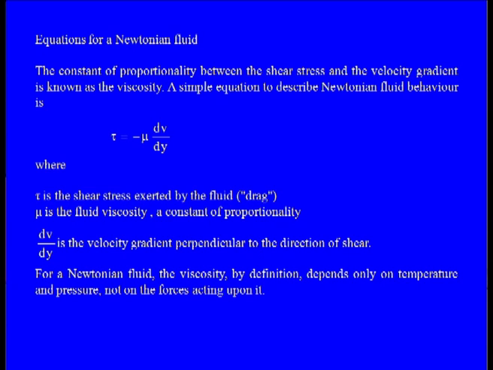So, if the proportionality constant is viscosity, a simple relation to define the Newtonian fluid is tau equals minus mu dv by dy, where tau is the shear stress exerted by the fluid, or drag force, and mu is the fluid viscosity, which is a constant of proportionality, and dv by dy is the velocity gradient perpendicular to the direction of the shear.